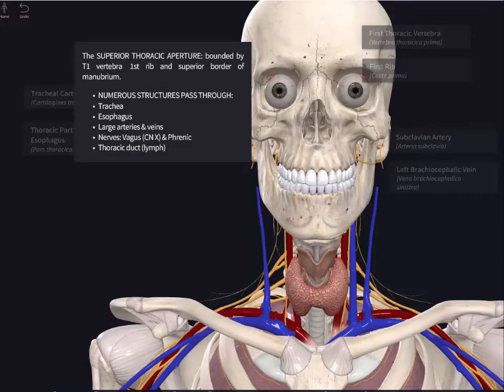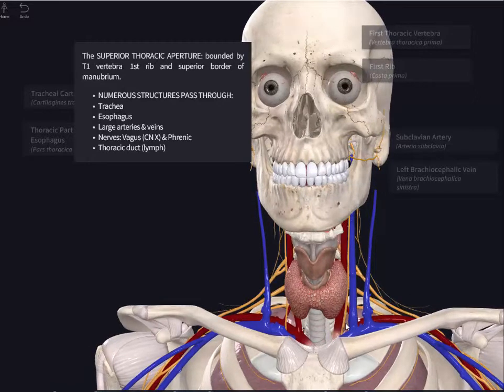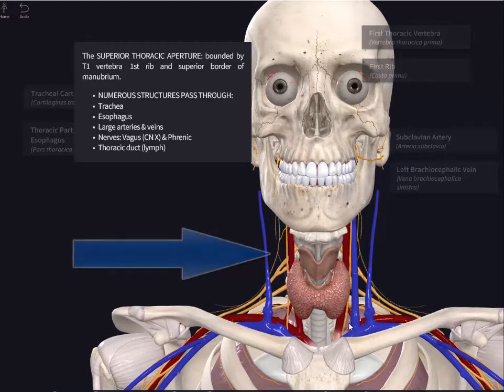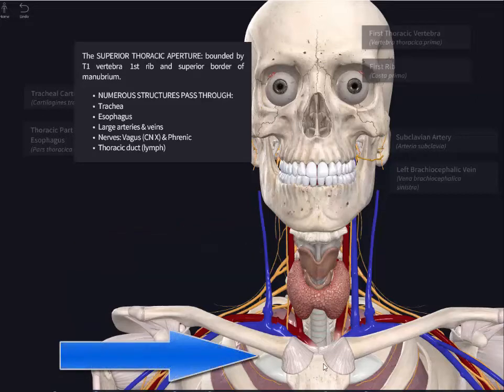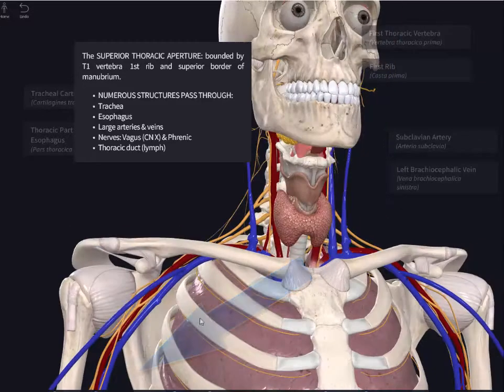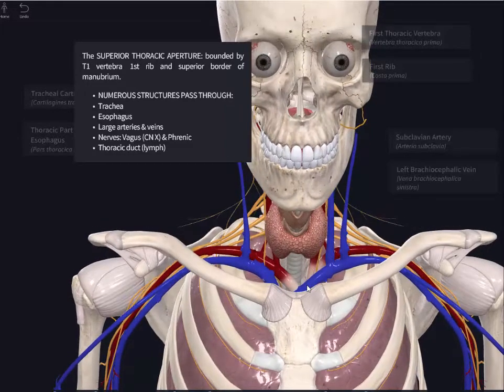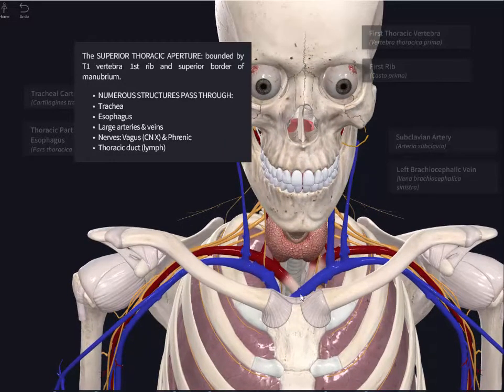In this video, we're going to be learning a little bit about the region called the root of the neck. Technically, we can say that the root of the neck is a junctional region between the neck and the thorax, and between the neck and the upper limb via the axilla, as you can see over here. The way that we have a communication between the thorax and the neck is actually via an opening, which is called the superior thoracic aperture.